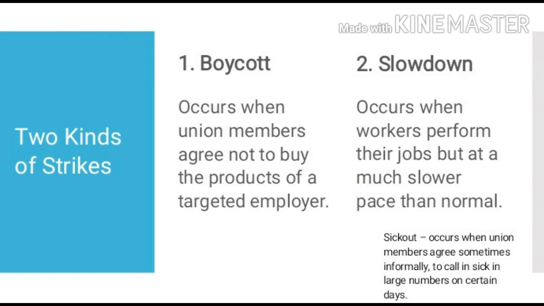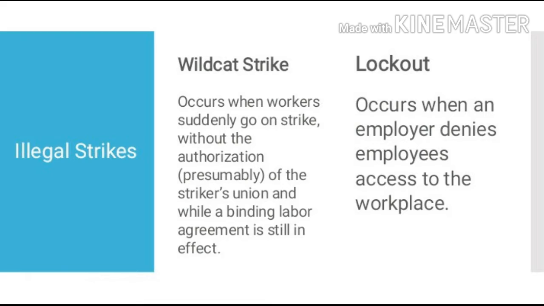Some kinds of strikes and labor actions are illegal. Foremost among these illegal actions is the wildcat strike. This occurs when workers suddenly go on strike without the authorization, presumably, of the strikers' union, and while a binding labor agreement is still in effect, which is what makes it illegal.